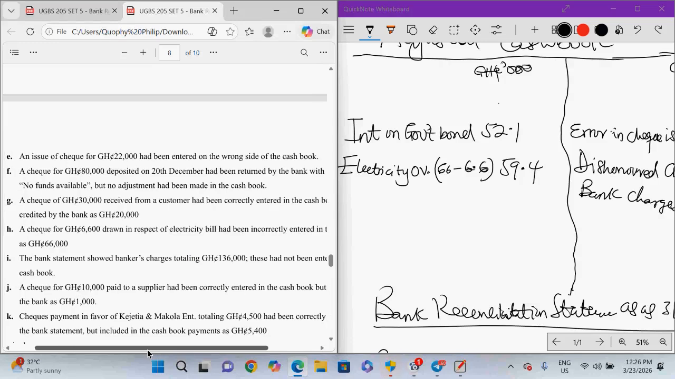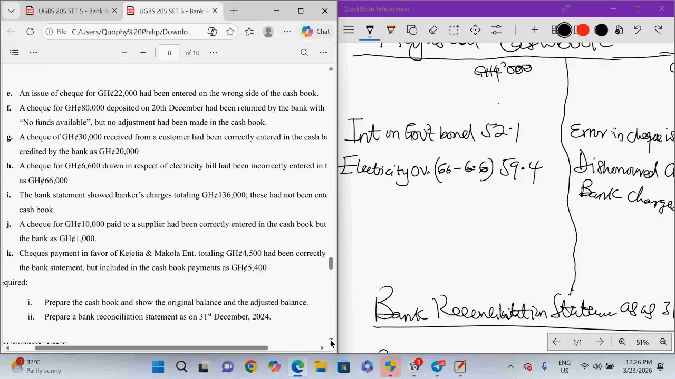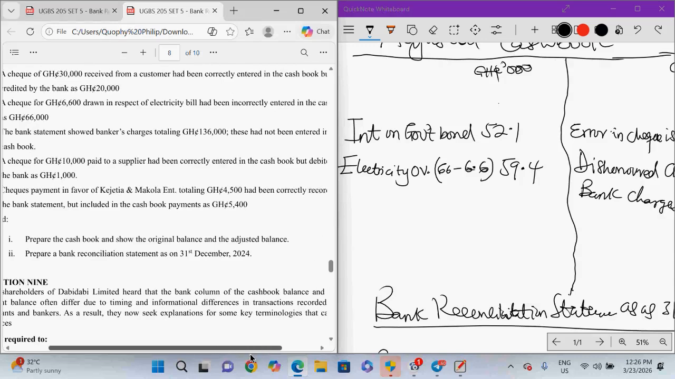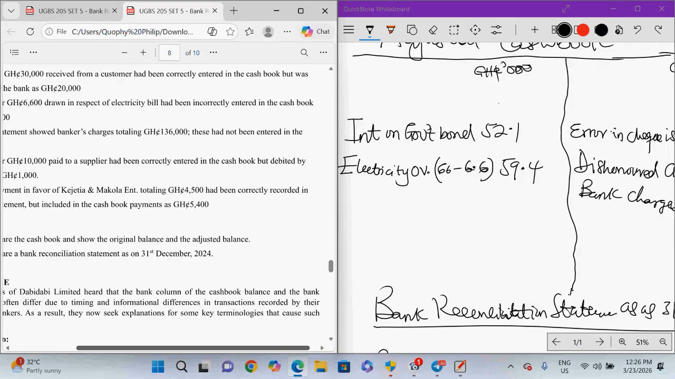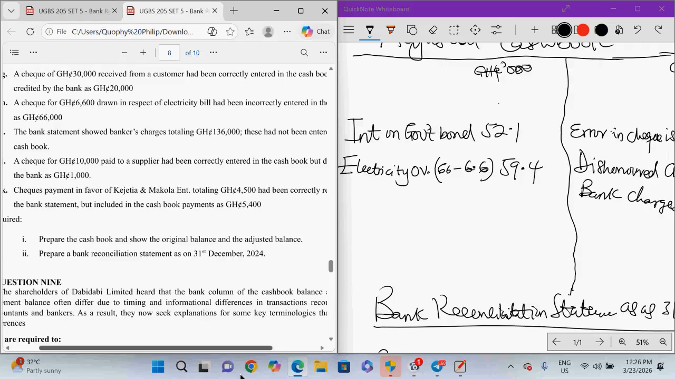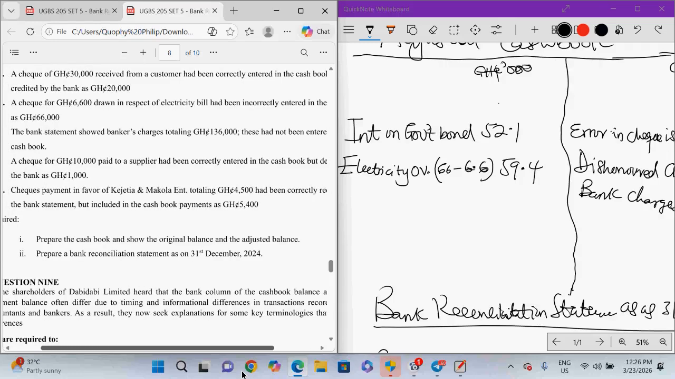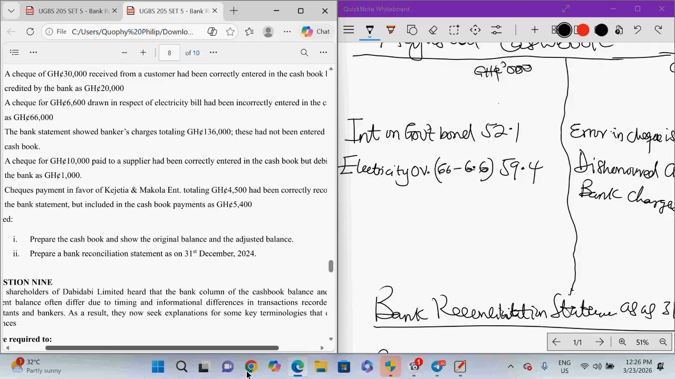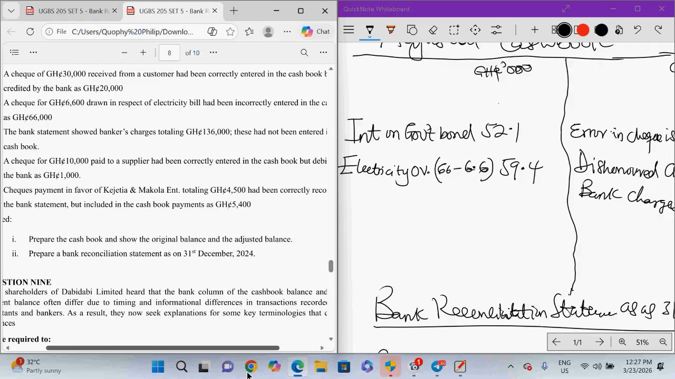A check for 10,000 paid to a supplier had been correctly entered in the cash book, but debited by the bank as 1,000. And so this one, someone should do it for me. How are you going to do it?